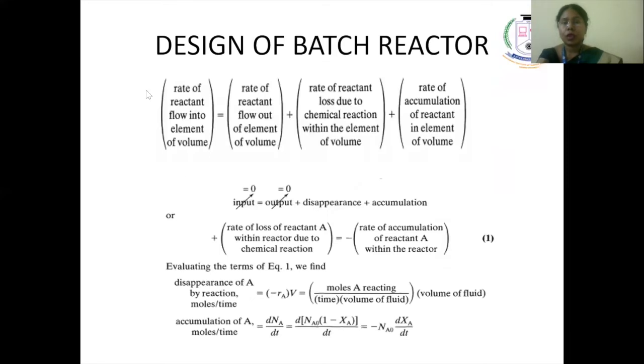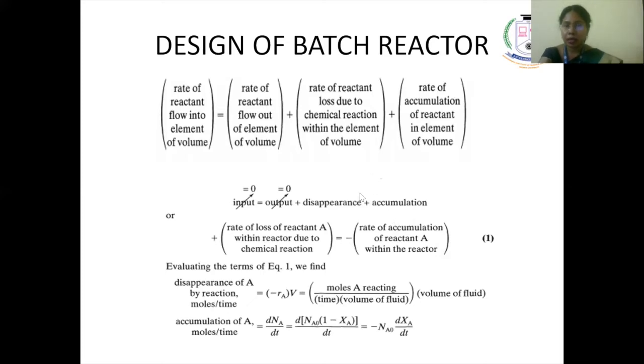So now for deriving the design equation of a batch reactor, we start with the material balance, which is rate of reactant flow into element of volume is equal to rate of reactant flow out of element of volume plus rate of reactant loss due to chemical reaction within the element of volume plus rate of accumulation of reactant in element of volume. In short form, it can be put as input is equal to output plus disappearance plus accumulation.